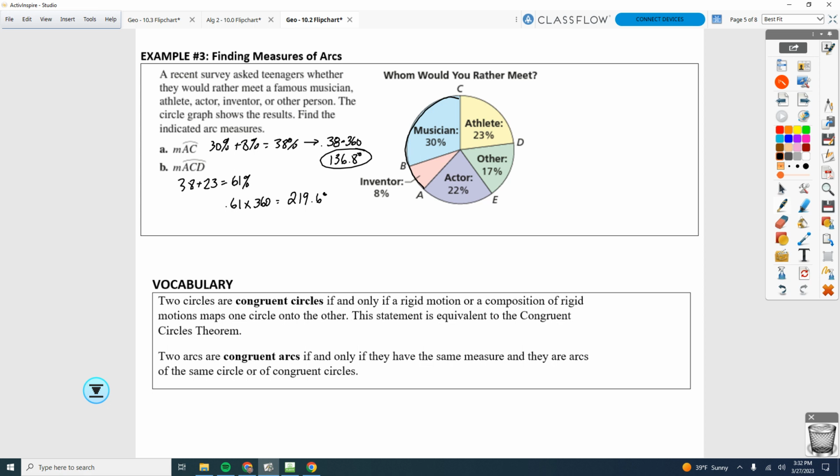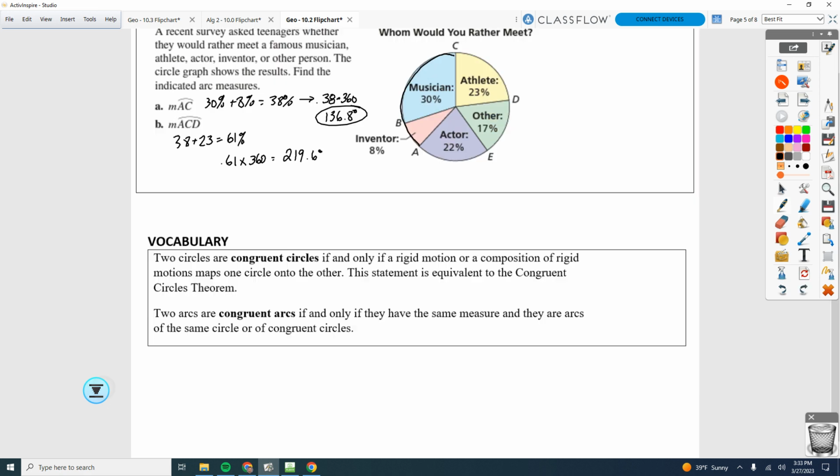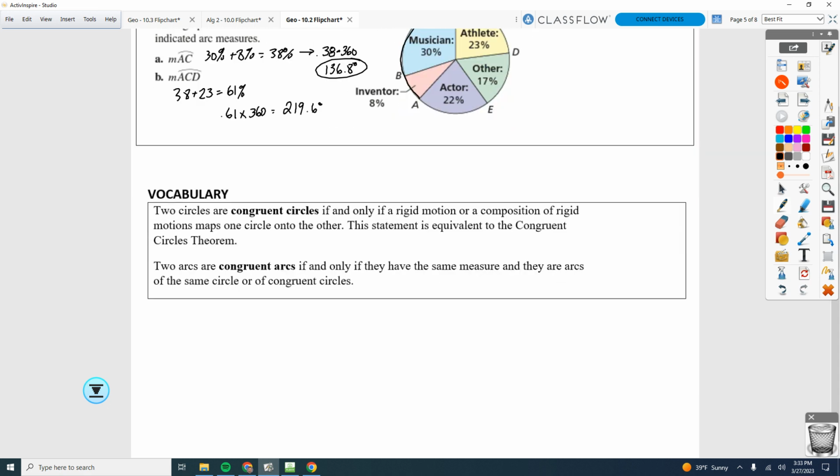All right, the next one says two circles are congruent if and only if a rigid motion or composition of rigid motions maps one circle onto the other. This statement is equivalent to the congruent circles theorem. So to be congruent circles, basically what it means is they have to have the same radius measure. So the radii have to be congruent to each other. So if this was 3 and this was 3, they would be congruent to each other.